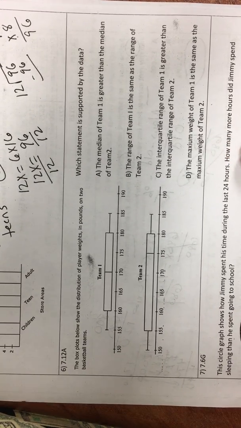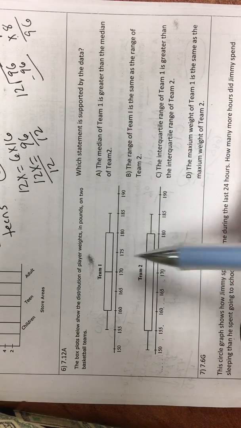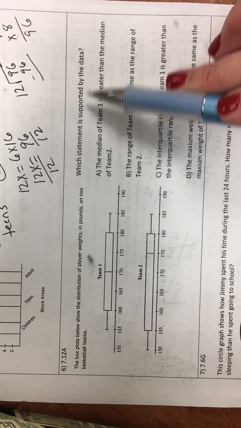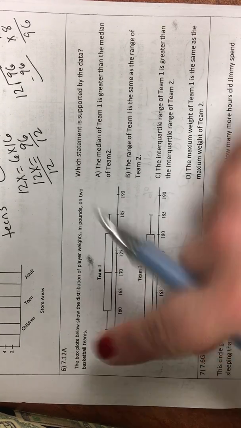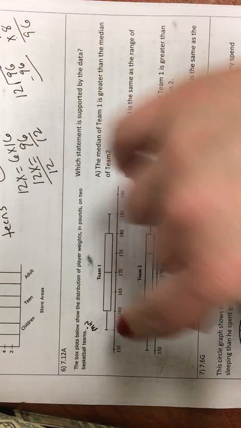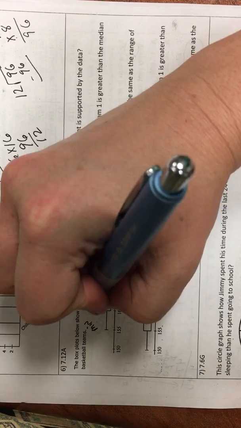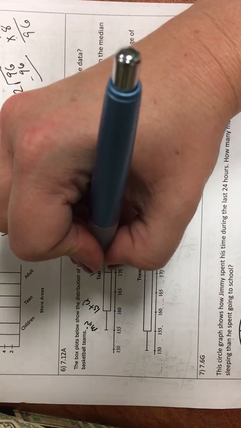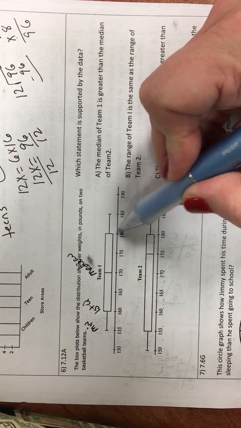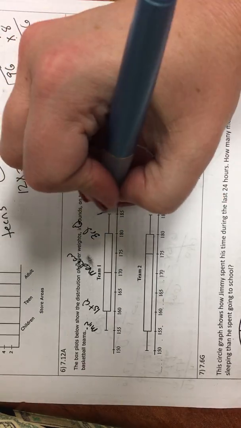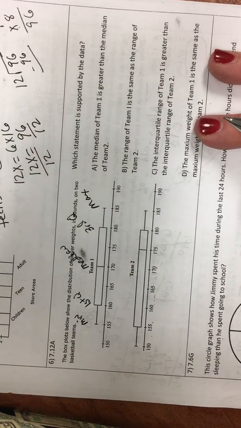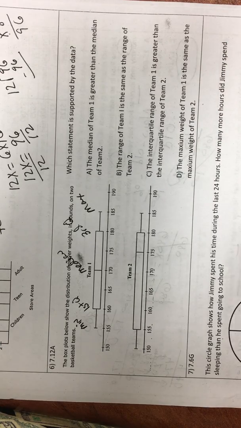All right, number 6. The box plot below shows the distribution of data of player weights in pounds on 2 basketball teams. So we have team 1, we have team 2. Which statement is supported by the data? Okay, well, remember on your box plots that your first dot is your minimum. Where your box starts is your first quartile. The line in the middle of the box is the median. The line at the end of the box is the third quartile. And the last one is the maximum. So you have to be able to know what these points mean to be able to answer this.